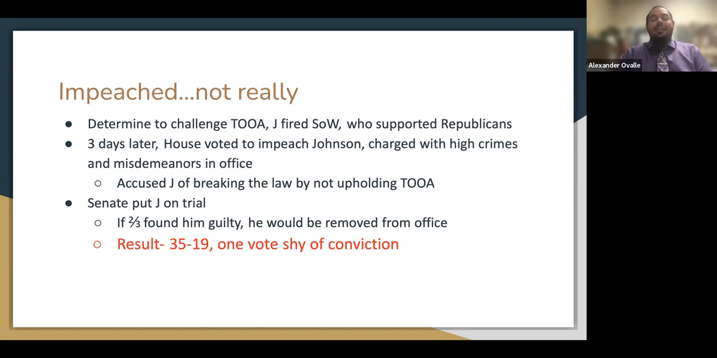Again, it gets voted on in the House. It's put on trial in the Senate. If two-thirds found him guilty, he would be removed from office. But like a certain president we know, the result was 35-19, one vote shy of conviction. So he's impeached, but he didn't leave office.